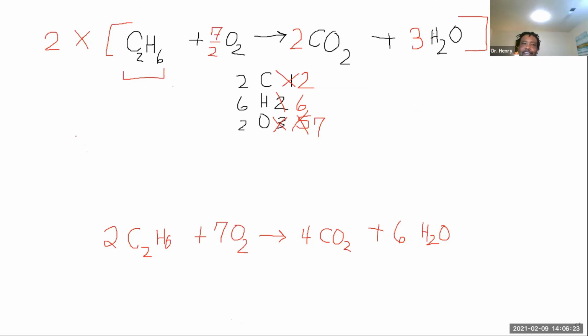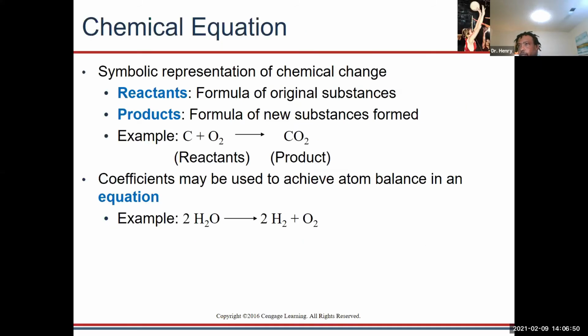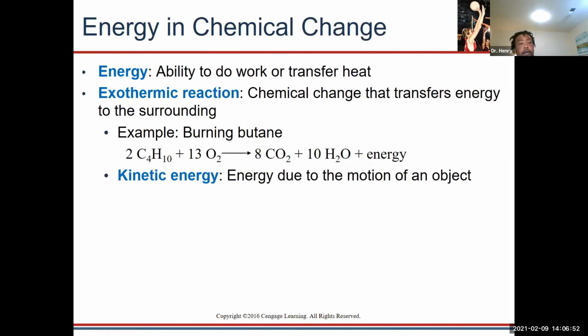So now this also is going to start applying to energy as well. We need to take into consideration energy. We're not going to get too much into this. This is just kind of like my intro slides, to get you guys ready for it. Now, energy is basically defined as the ability to do work or to transfer heat. Energy could basically be put into a system, or it could be taken out of a system.